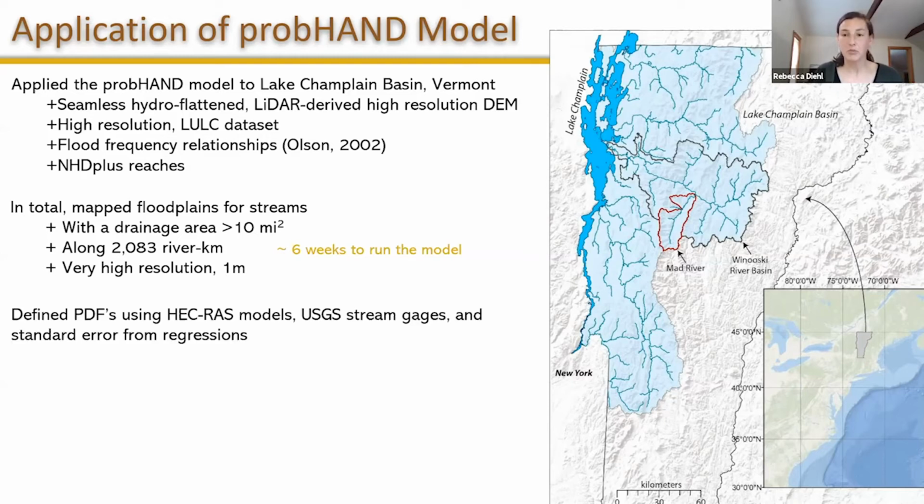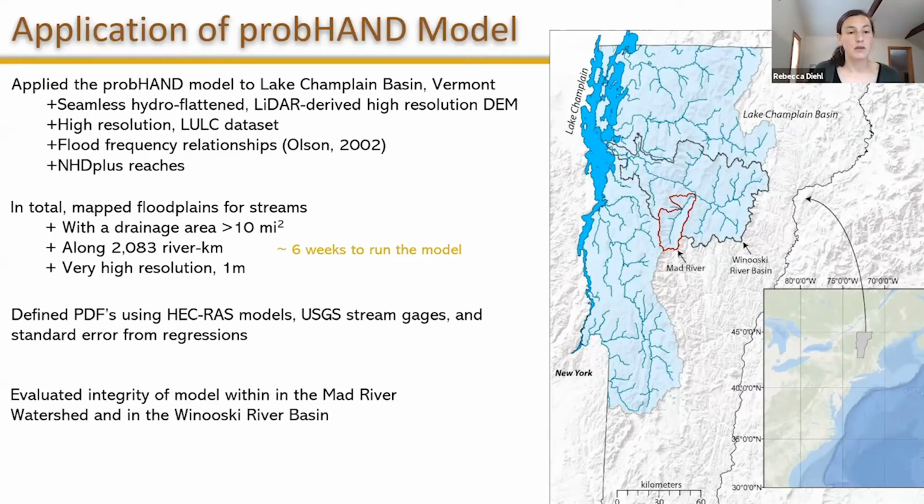We define the probability density functions by comparing HAND model output to a variety of different information sources we have here in the Lake Champlain Basin. And we evaluated the integrity of the model within the Mad River watershed and in the Winooski River Basin. And we did this in two ways. I'm going to talk about how we evaluate the integrity of it, because none of the solutions are certain either. So what we're really doing is looking at our approach, but also another approach.